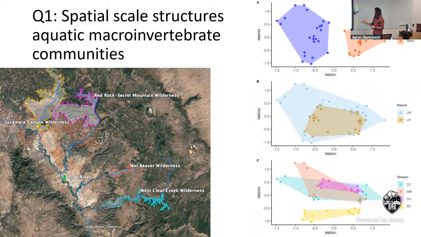And finally, we have the stream spatial scale. You can see the different colors aligned with the different wildernesses on the map. And we have Sycamore Creek falling out significantly from the other sites. This is likely due to Sycamore Creek being the warmest of the 4 wildernesses that we had.